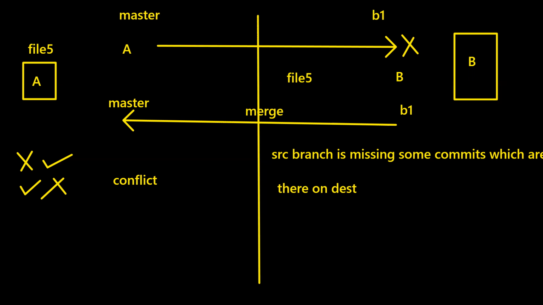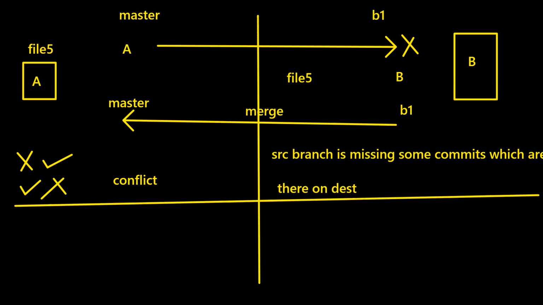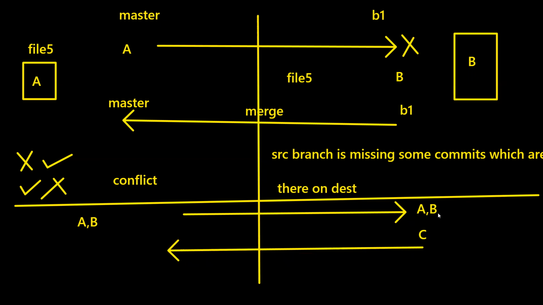Let me explain the same file, no conflict scenario. Shall I explain that so that it may clear a few other questions? See, let's say this is the master branch. I have some file one, file two, whatever. I have some commits called commit A, commit B. Then I made a branch from master, let's say B1 or B2 branch. Then I have all the commits A, B. Then I make some commit C. So now if I merge, will I get a conflict? No, because A, B is still there.